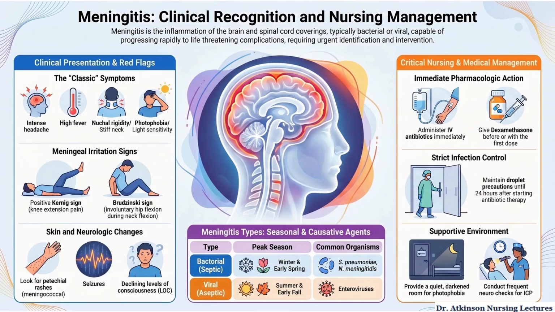Ongoing nursing surveillance focuses on detecting complications such as shock, seizures, respiratory compromise, and increased ICP. Education is also essential, including reinforcement of vaccination importance, infection prevention, and the need for rapid treatment of suspected meningitis symptoms.